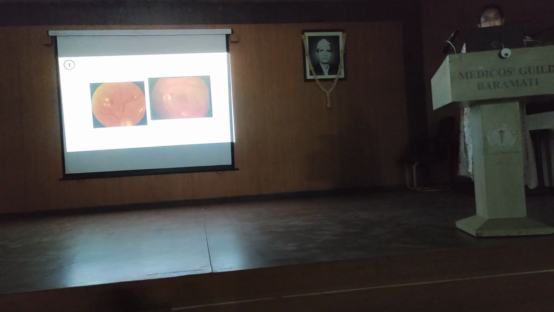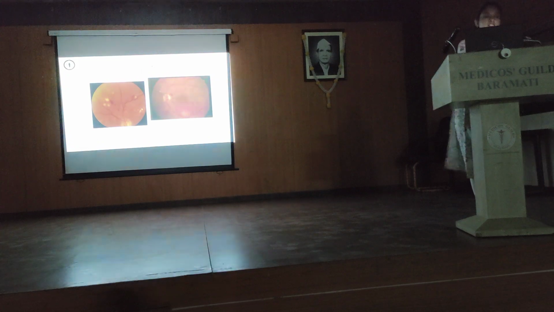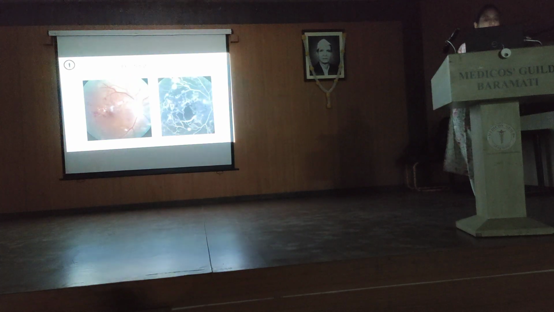But how is it different from PDR? So very severe NPDR is one more term where the patient has more hemorrhages than the severe NPDR, but it will not have new vessels. So as soon as the patient develops new vessels, we classify it as proliferative diabetic retinopathy.